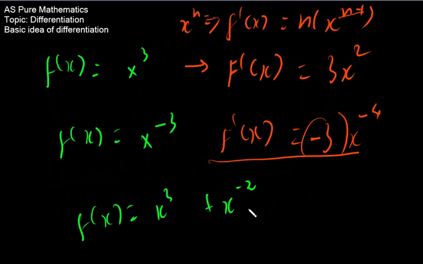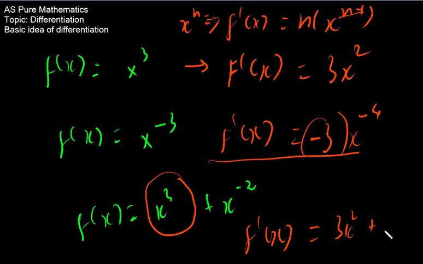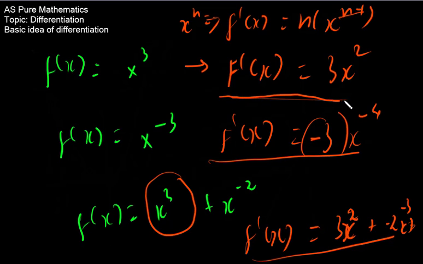Now when it comes to having two terms, the way you can do it is that you differentiate each of these terms one at a time. So here, the differentiation is 3x squared plus minus 2x to the power of minus 3. Right, so that is the basic idea of differentiation. And all of these differentiations of f of x are actually graphs that show all the gradients of each of the points on this function f of x. That's the basic idea of differentiation.